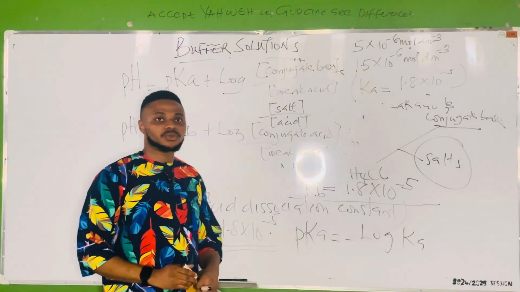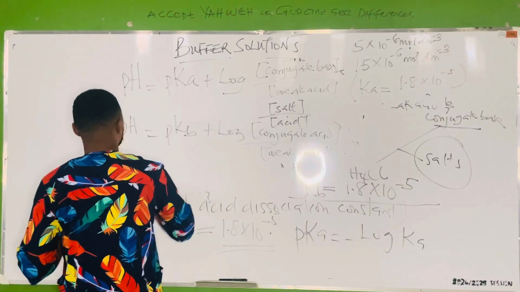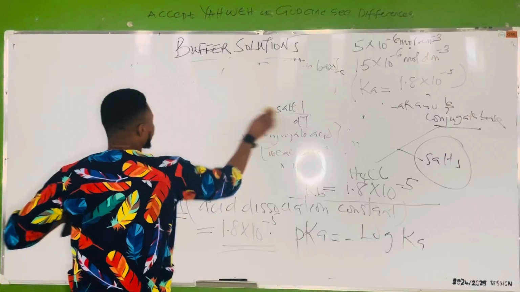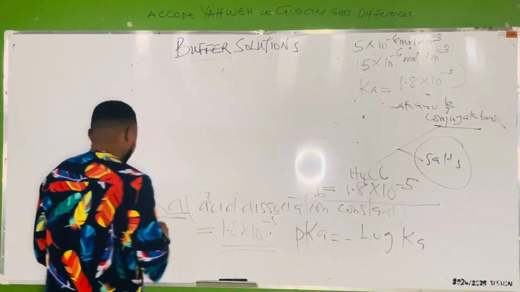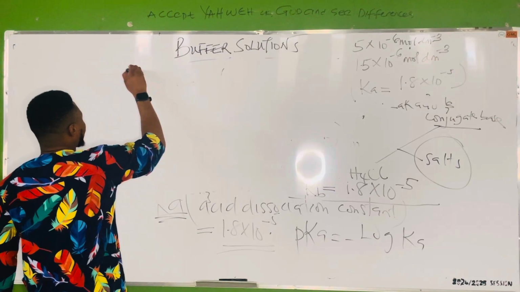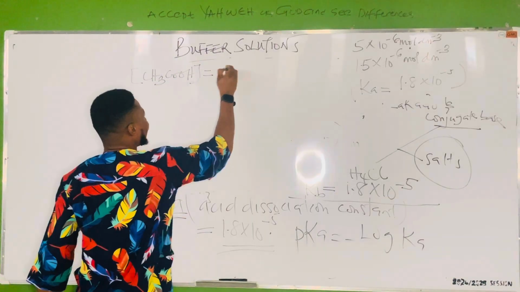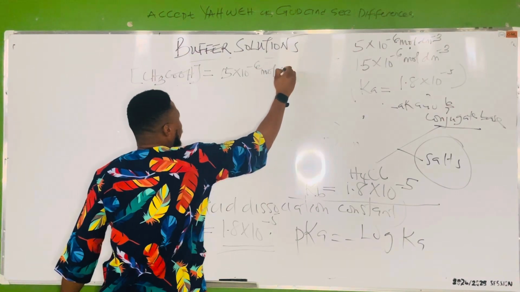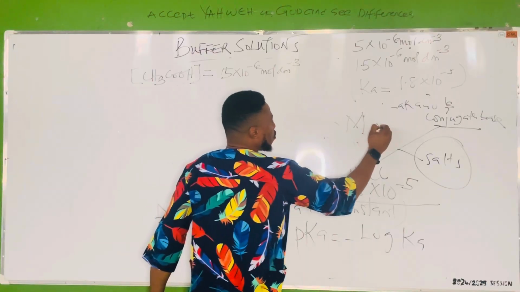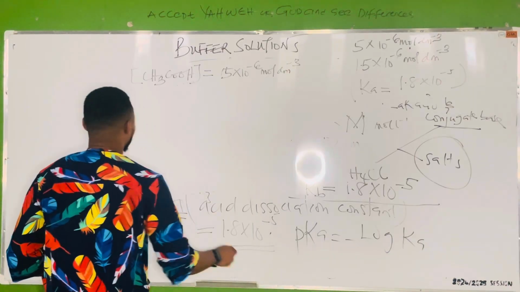One thing you need to understand is that Ka will be given to you in the question. Now let us solve this particular exercise as quickly as possible. The first thing we have to do is to state our parameters. We are given the concentration of acetic acid, CH3COOH, to be equal to 5 times 10 raised to power minus 6 mole per dm cube. Mole per dm cube can be represented as capital M, which is molar, or mole per liter. Very important to note.